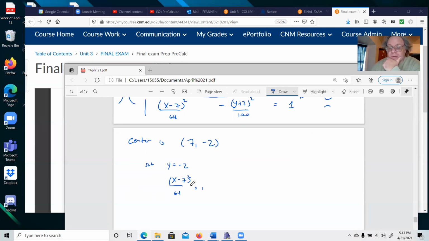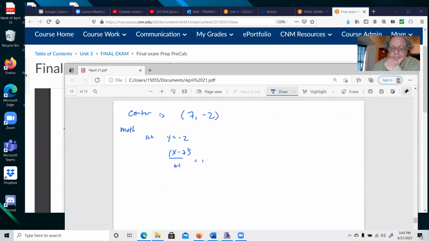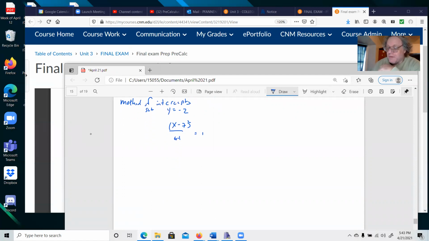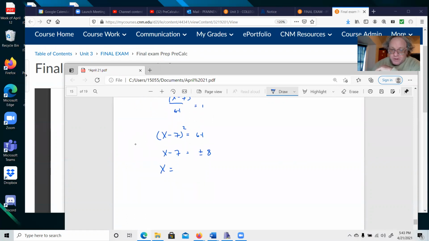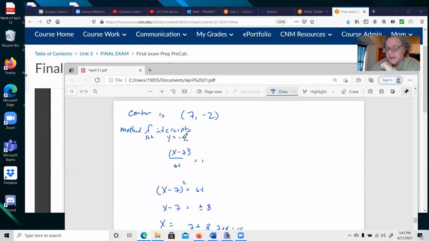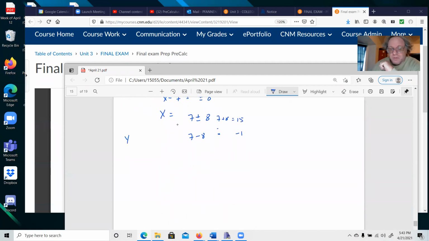This is called the method of intercepts, by the way. It was called that when we did it for the ellipse too. Multiply both sides by 64, so we have (x minus 7) squared is equal to 64. x minus 7 is equal to plus or minus 8. So we have x is equal to 7 plus or minus 8. So 7 plus 8 would be 15. 7 minus 8 would be negative 1. What was y? y was negative 2. So remember, y is equal to negative 2.